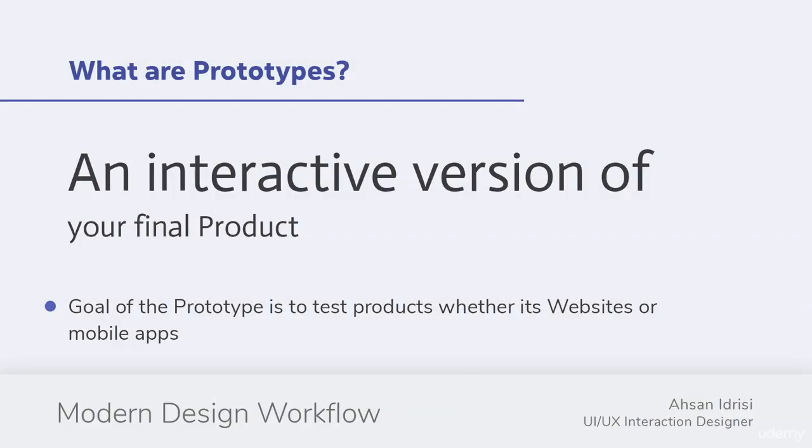Now, the first question is, what are prototypes? Prototypes are basically an interactive version of your final product. Whether you are designing a web app or mobile app or website, it should have some interactions in it, okay? So if you tap or click something, it interacts and shows another screen. This is basically the prototype. The goal of your prototype is to test your products, digital products like websites or mobile apps, with your users.